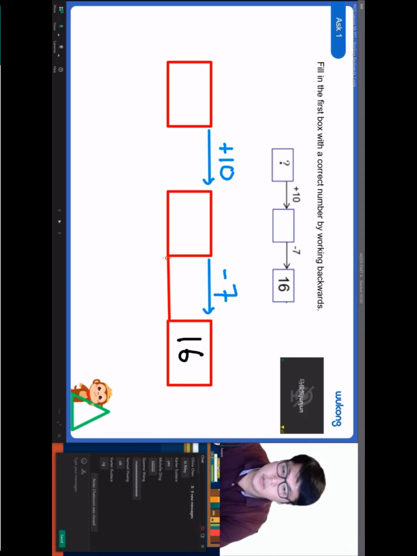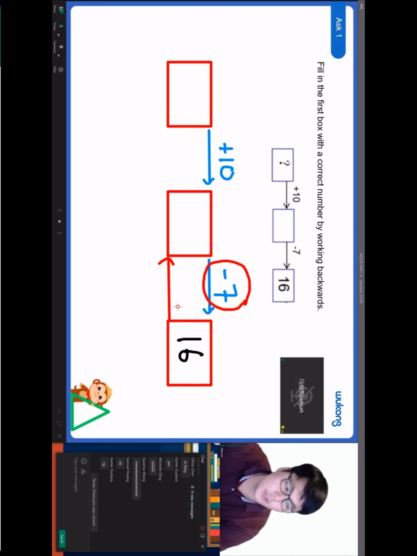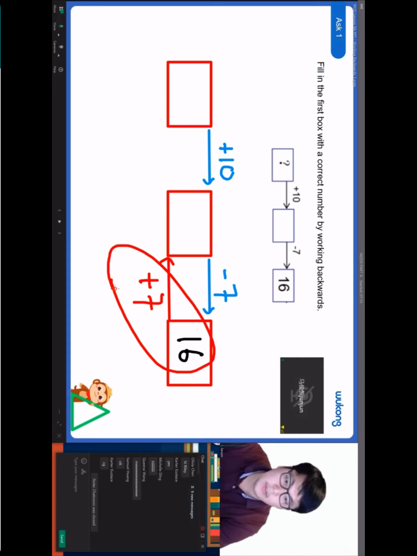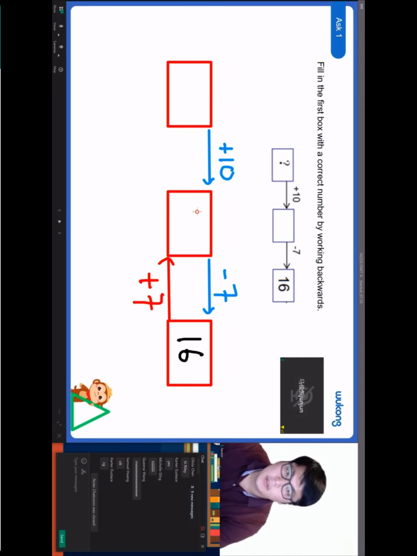Now, so we draw an arrow going the opposite way to the blue arrow. So, Junjun, if we are subtracting 7, what's the opposite of subtracting 7? It's plus 7. Yes, we need to add 7. So, what is 16 plus 7? 23. Very good.